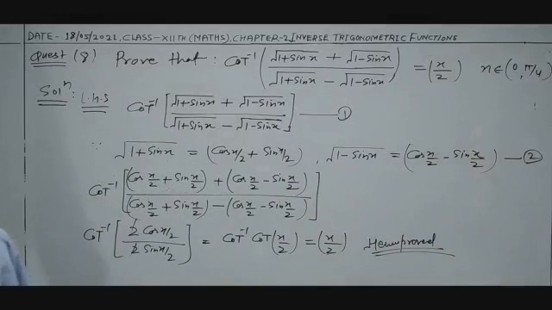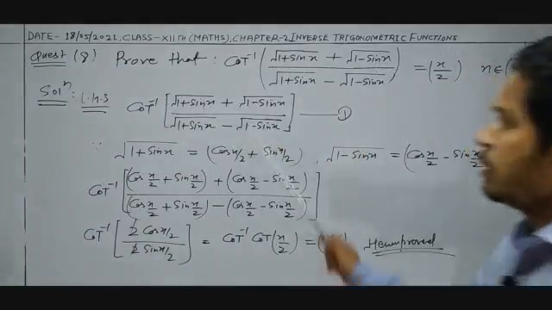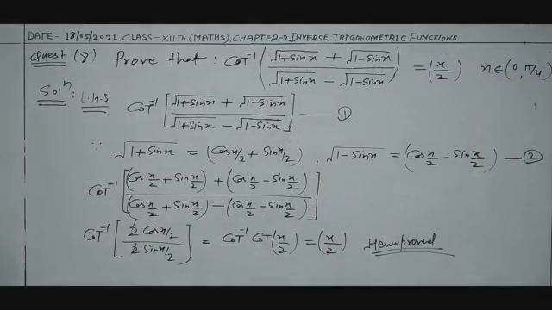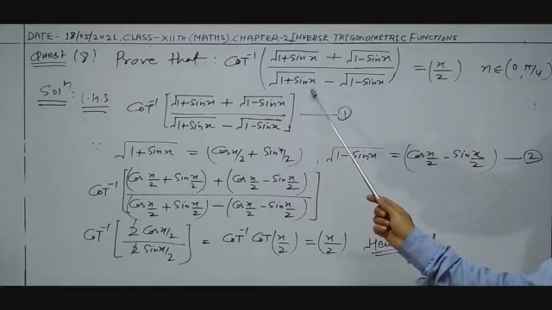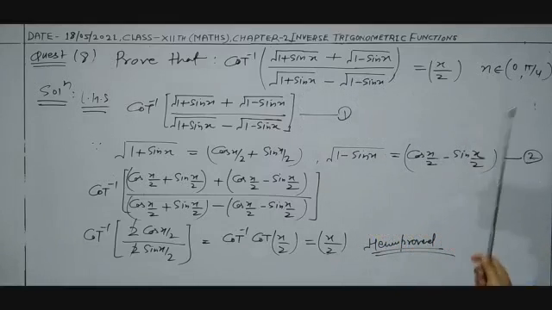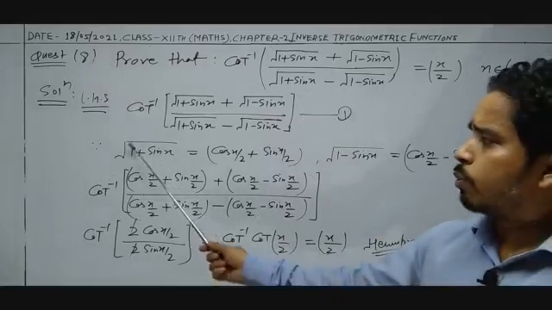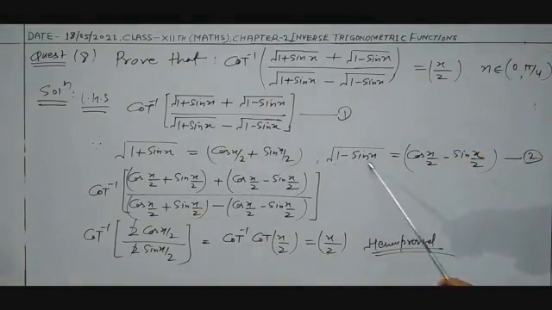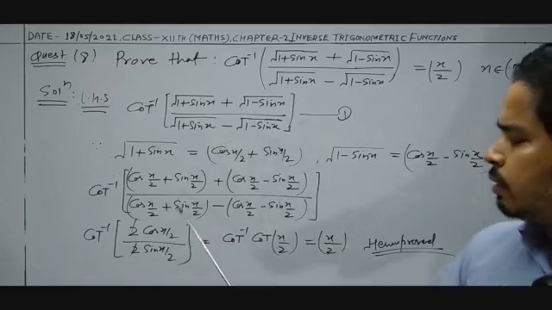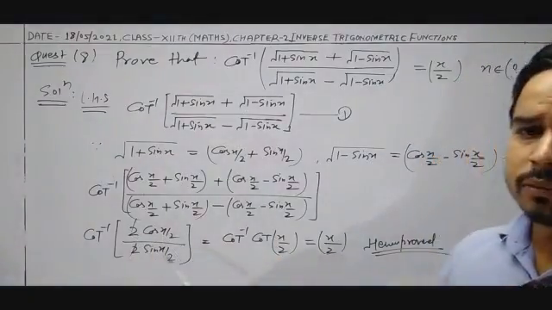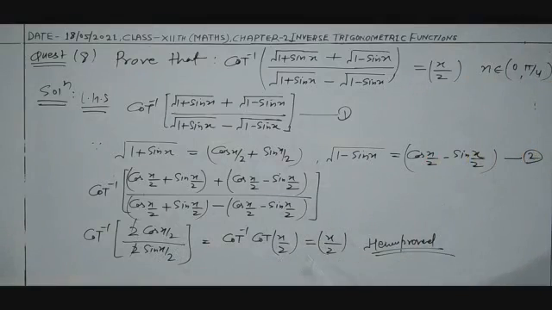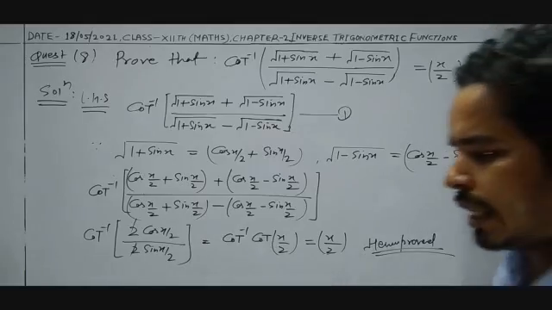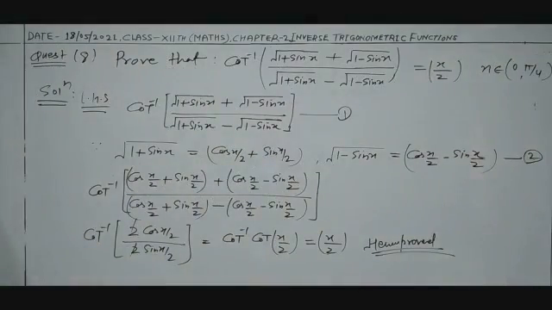Again see, prove that cot inverse of root over 1 plus sin x plus root over 1 minus sin x whole upon root over 1 plus sin x minus root over 1 minus sin x is equal to x by 2. So you know the formula, root over 1 plus sin x is cos x by 2 plus sin x by 2, and similarly root over 1 minus sin x is cos x by 2 minus sin x by 2. Put these two values in equation 1, so you get 2 times cos x by 2 whole upon 2 times sin x by 2, and the result is cot x by 2, and cot inverse cot of x by 2 is x by 2. Hence proved. So this is our proof.